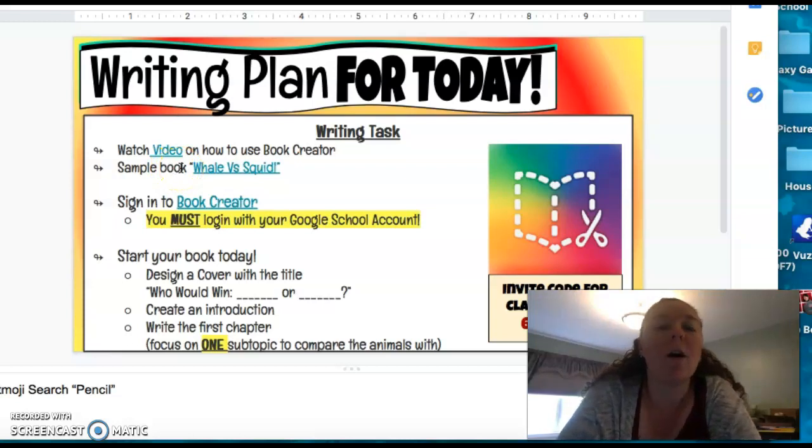And then I also added the sample book Whale versus Squid. Just a reminder, you are writing a Who Would Win book, so I felt like having a mentor text would be extra helpful for you.